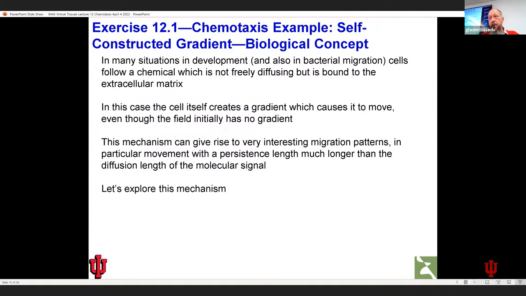And this is particularly important in vascular development, and it's also important in neural crest cell migration in early development. And one of the things that's interesting about it is it can lead to movement of cells that's coherent, that persists much, much longer than the diffusion length of the molecular signal. And so I'd like to have people do a little exercise on this.